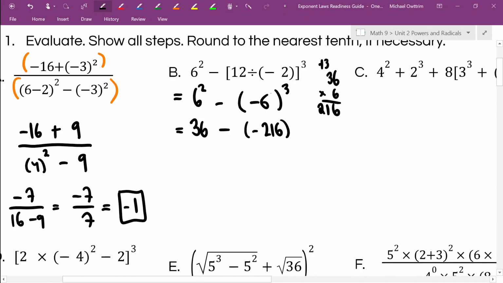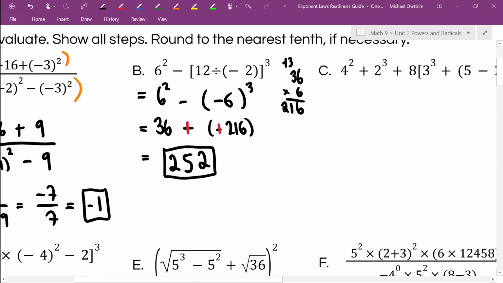So our negative 216 is the value of our power, and we do need to subtract the value of that power. So when we subtract a negative, we're going to use our add the opposite rule to complete that integer subtraction. So it's really 36 plus 216. 6 plus 6 is 12. 1 plus 3 plus 1 would be 5. And then 200 plus nothing, so 252.